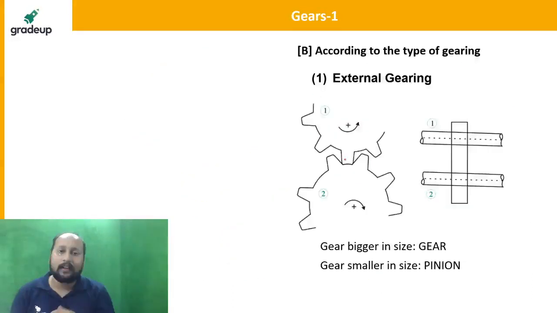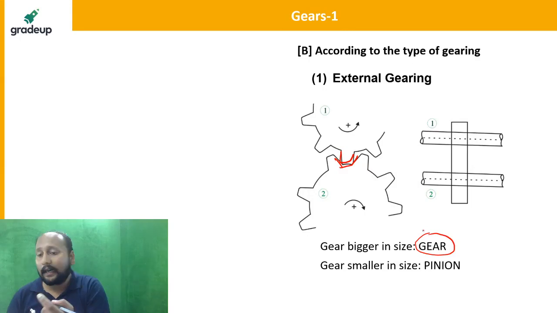Second classification is based on the type of gearing. The first one is external gearing, the second is internal gearing. External gearing means the two gears will have an external mesh. Normally, by sign convention, the gear which is bigger in size we call the gear, and the gear which is smaller in size we call the pinion. Is that clear?